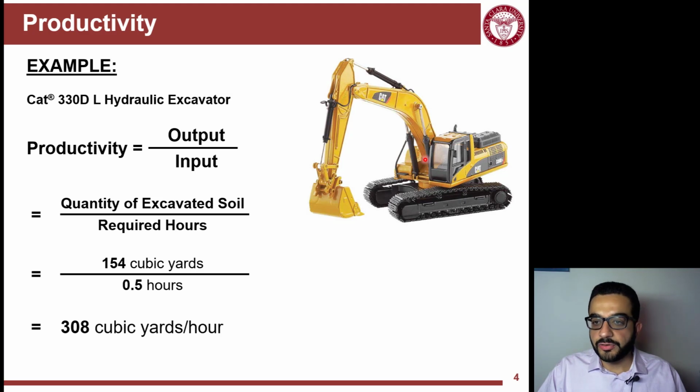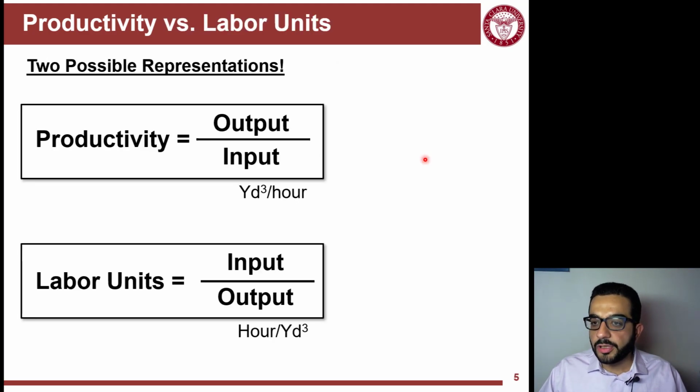So let's say here that you have this hydraulic excavator. It finished 154 cubic yards in half an hour. So you make the ratio, and the rate here is 308 cubic yards per hour. Very simple concept. One thing that might confuse some people is the relation between productivity and labor units.